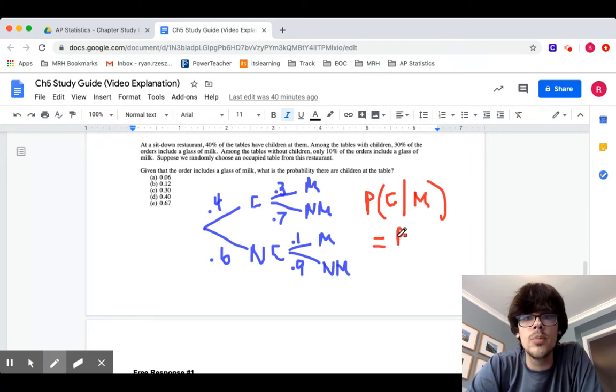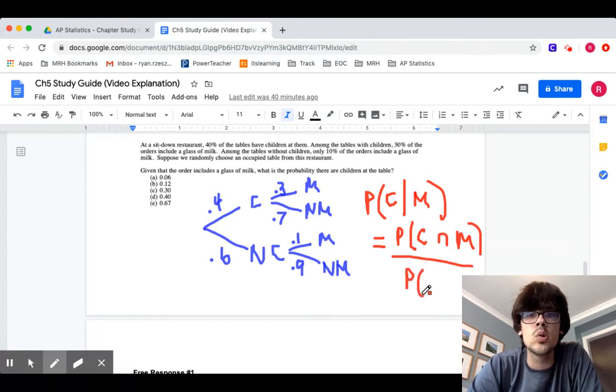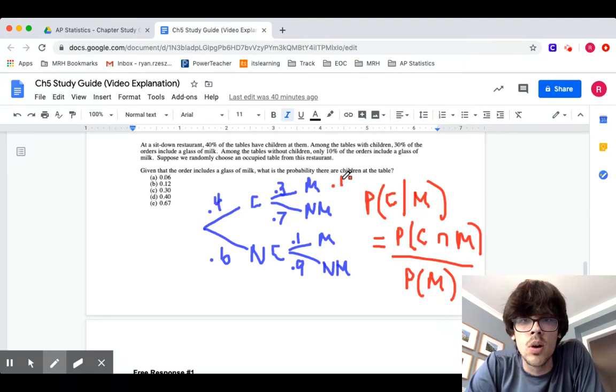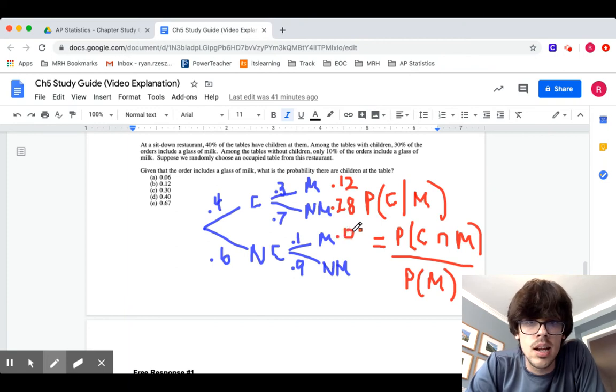What the conditional probability formula says, C given M, is the probability of both, that would be C and M, using my intersection symbol there, over the probability of the one that's given. So I would have to define the probability of both over the probability of milk. In order to do that, I need to multiply out my branches. So I would go 0.4 and 0.3. This branch is at 0.12. 0.4 times 0.7 is 0.28. Then I have 0.06, and I have 0.54. So I just multiplied out my little probabilities here. And now I'm ready to find my answer.